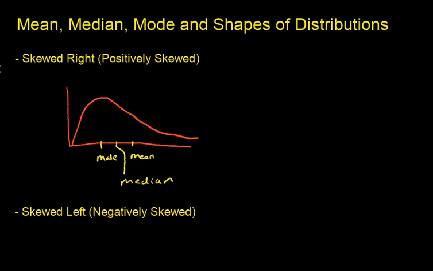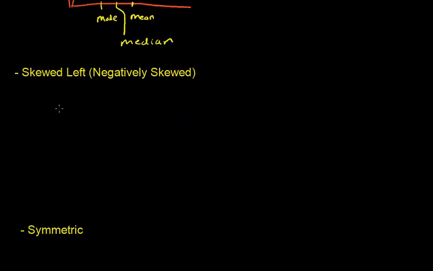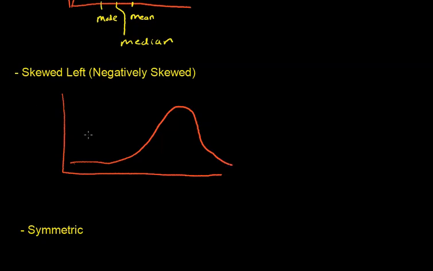All right, so now let's go on and talk about left skewed distributions. Let's go ahead and draw that out first. A left skewed distribution would have a tail that is long on the left. So a tail on the left makes it a left skewed distribution, or negatively skewed.